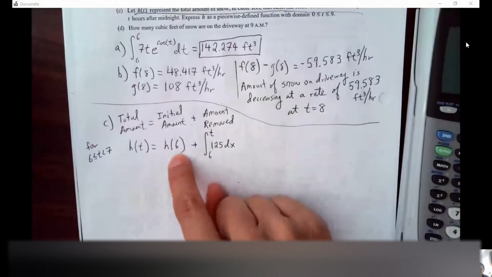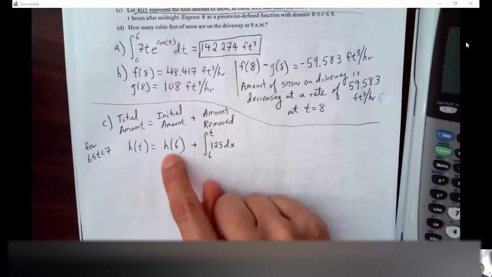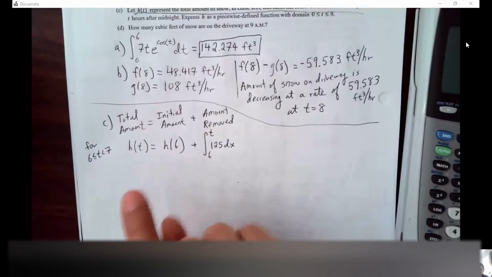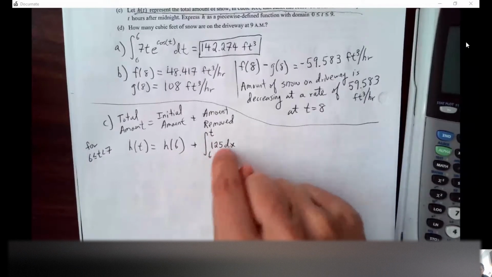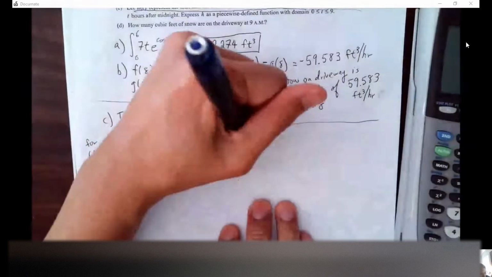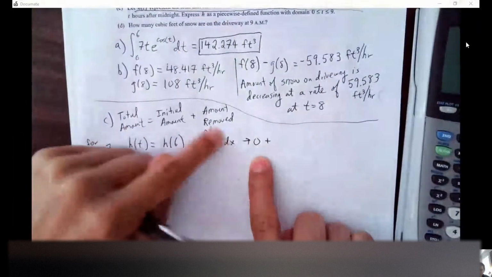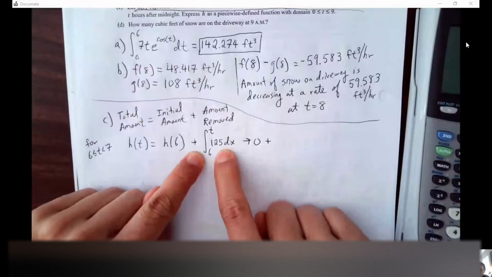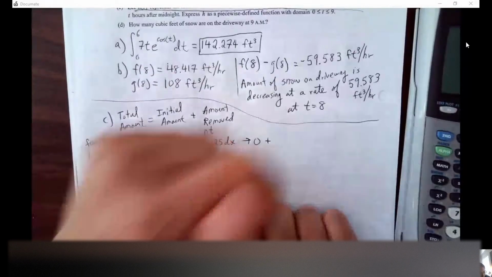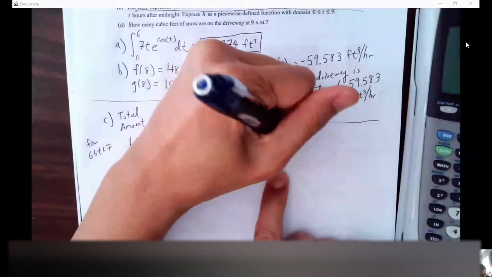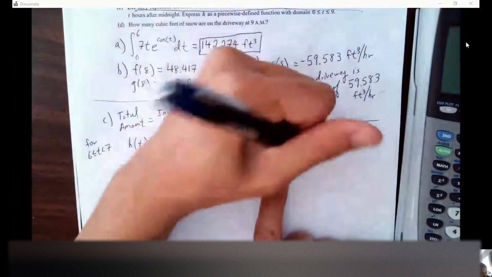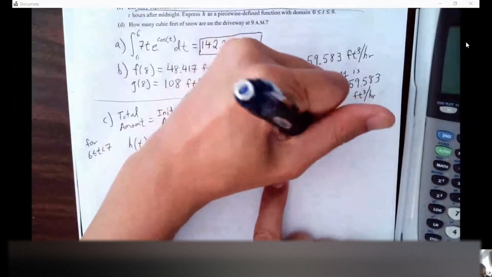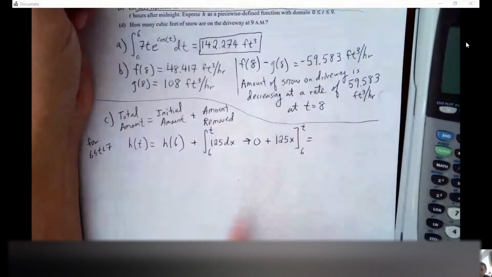H of 6 means however much has been shoveled at 6 a.m., and nothing has been accomplished yet, right? It's only after 6 a.m. does she begin to start making progress. So we know this is going to be 0 for H of 6. And then we're going to take care of this integral here. We're going to go through power rule. 125 becomes 125x. And then we evaluate our bounds between 6 and t. Plug in our upper bound first.